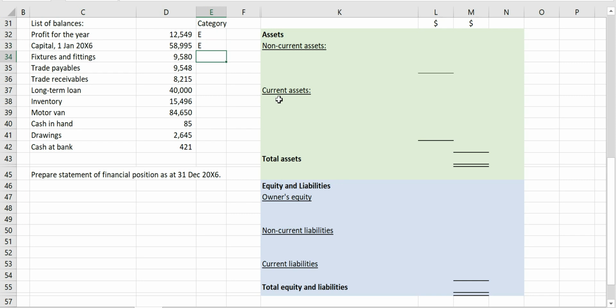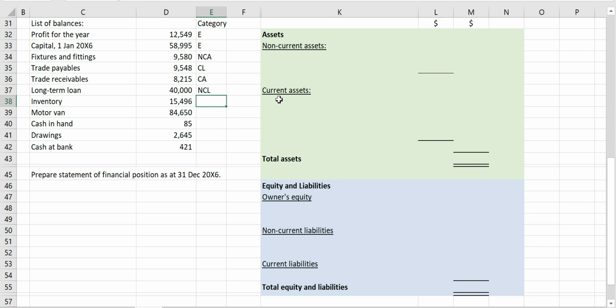Fixtures and fittings are resources owned by the business that have benefit lasting more than 1 year. So these are known as non-current assets. We will use NCA to represent that. Trade payables are debts that need to be repaid within 1 year, so they are known as current liabilities. Trade receivables are assets that are easily convertible to cash, so they are known as current assets. Long-term loan is an obligation of the business that is expected to be repaid beyond 1 year, so it is known as non-current liabilities.